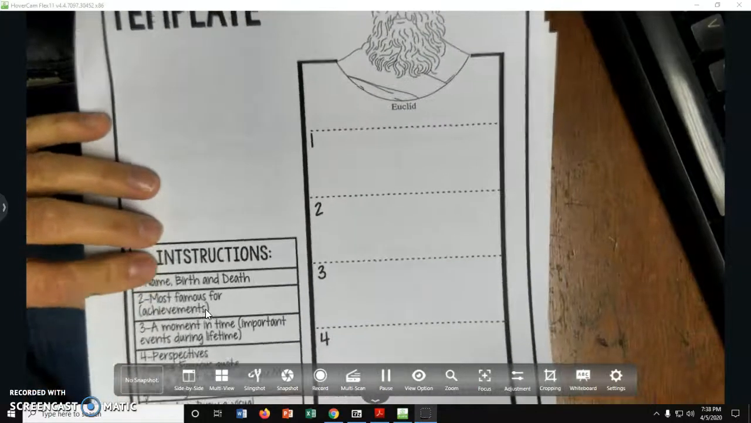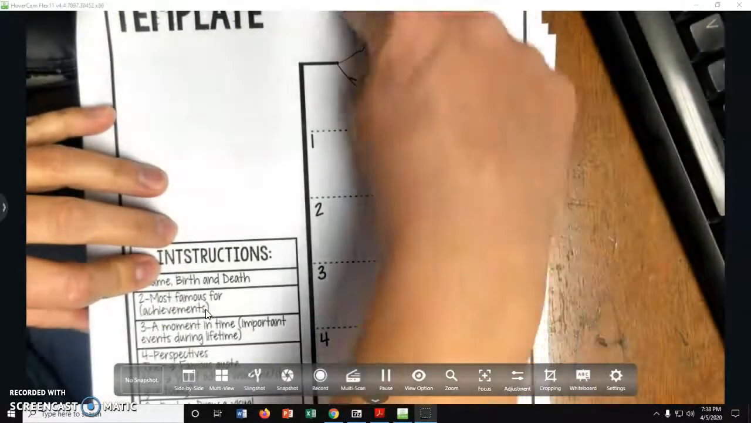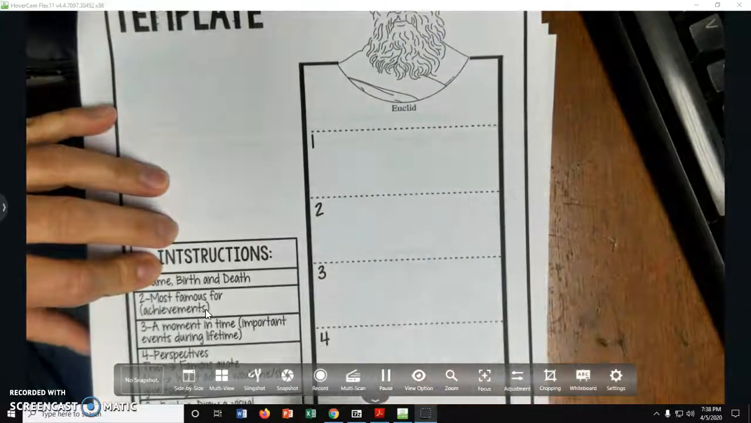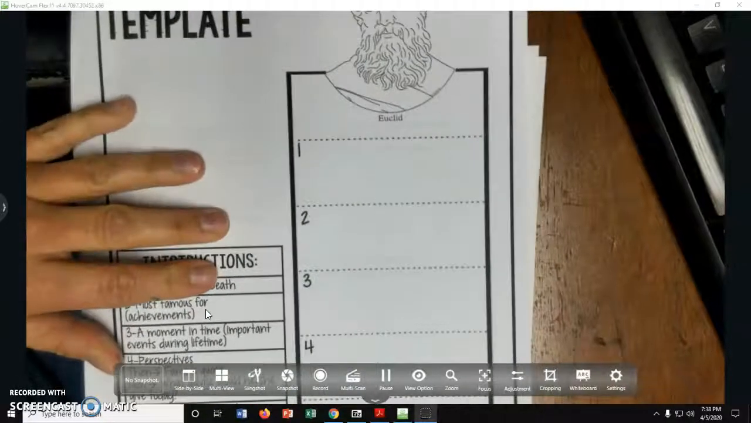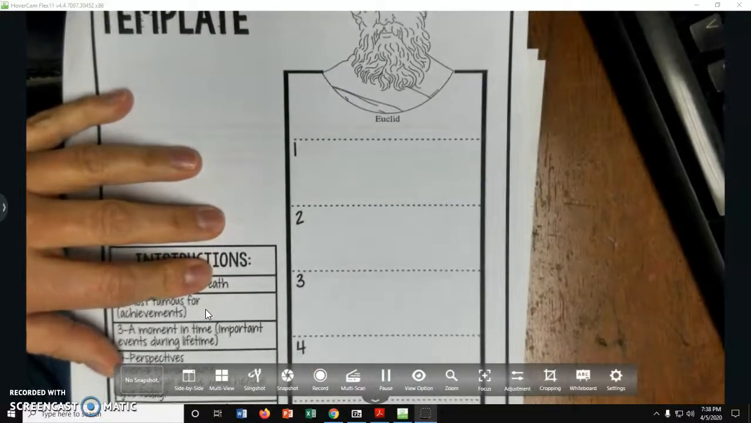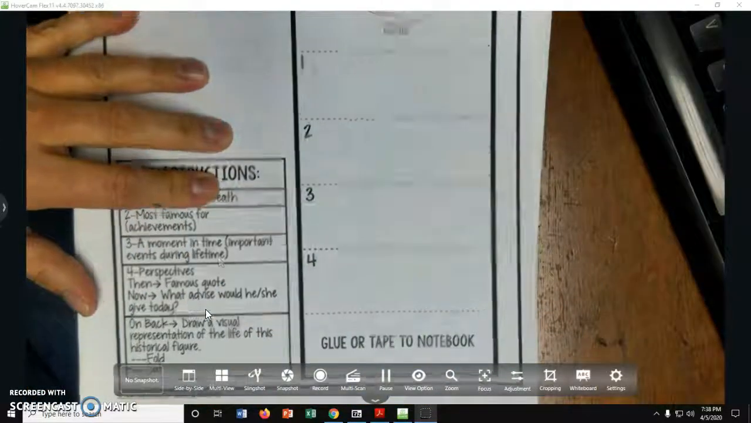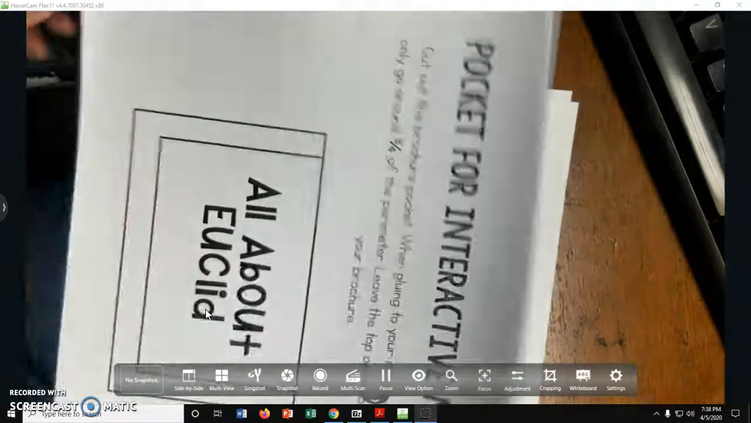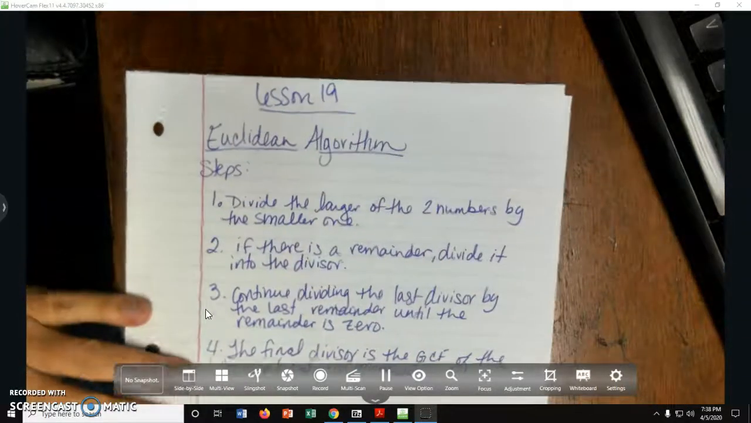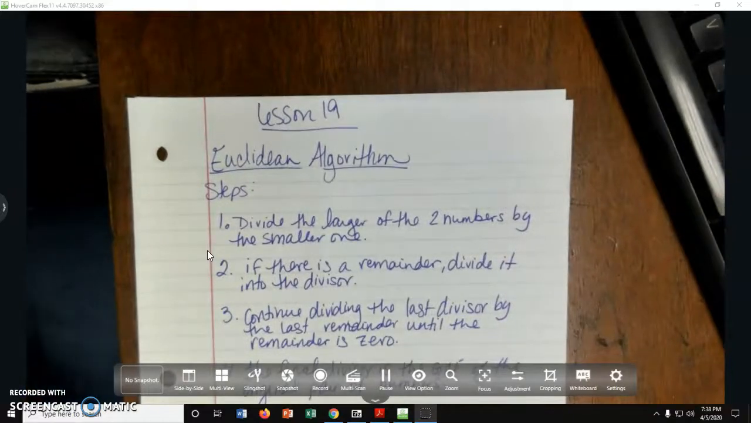Just like everything in our interactive notebooks, solid line means to cut, dotted lines mean to fold. So this is like an accordion pop-up of Euclid. Okay, this here is where you would glue it or tape it into your notebook, and then it pops open. All right, so you guys get to do those two things today, and then we're going to go over lesson 19 right now. So lesson 19 is all about the Euclidean algorithm.